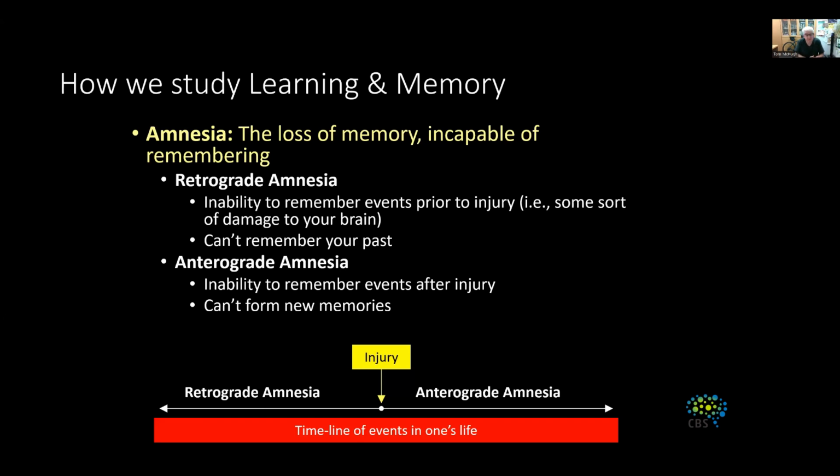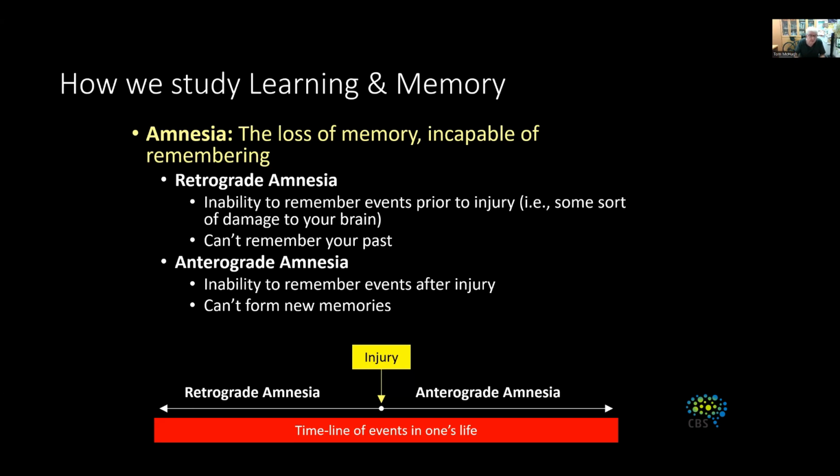So far today, I've spent about 30 or 40 minutes talking to you about how we study simpler kinds of memories in different kinds of laboratory organisms, from sea slugs up through mice. But if we ask a larger question of how we study learning and memory, one way is to look at what happens in cases where people lose their memory.